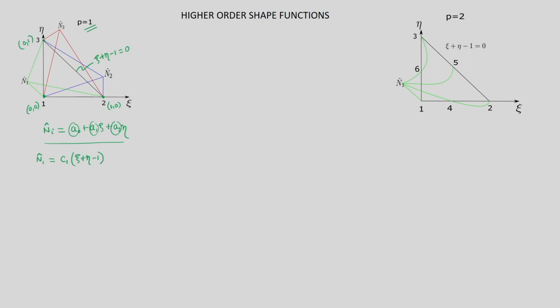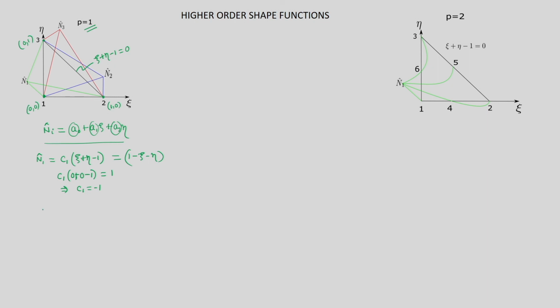Alright. Why? Because it has to be 0 along the line 2, 3, but it has to have the value 1 at node 1. So if I put that constraint, C1 times xi equal to 0, eta equal to 0, we will have this as 1. So that yields C1 as minus 1. Then N1 becomes 1 minus xi minus eta.